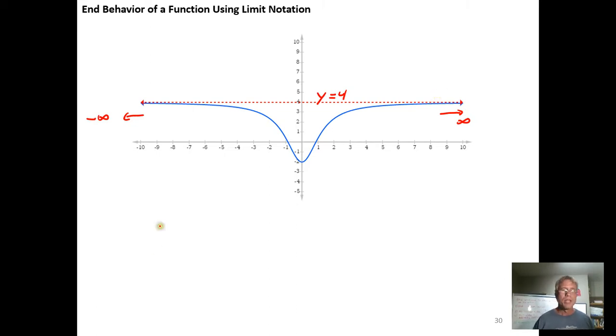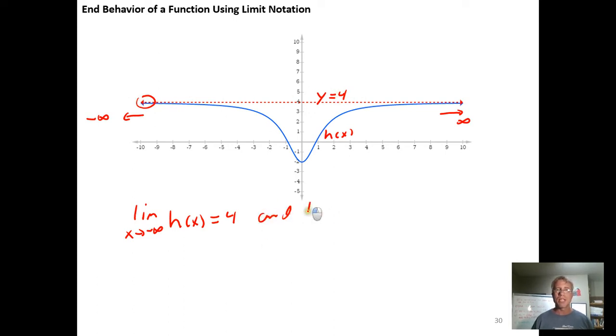So what I want to notice is that the limit as x goes towards negative infinity, as the inputs go along the input axis towards negative infinity, it looks like this function is approaching the line y equals 4. So we'll give the function a name. We'll say this is the function h of x. So the limit as x goes towards negative infinity of my function h of x is equal to 4, because it looks like the outputs are getting closer and closer and closer to the horizontal line y equals 4.